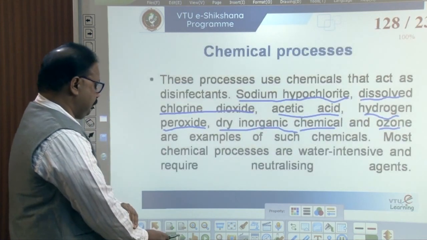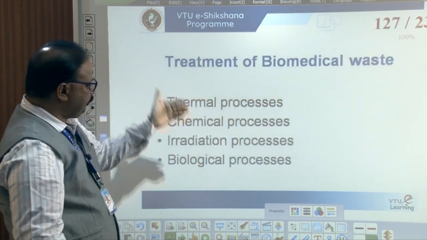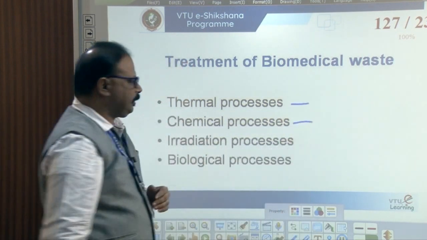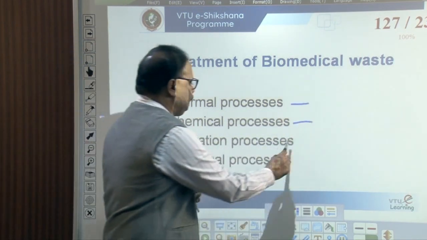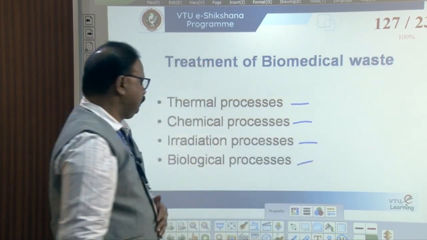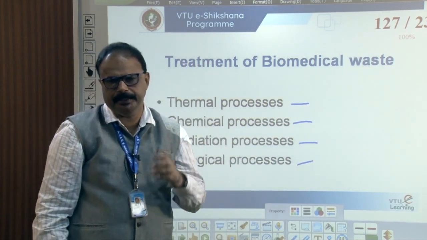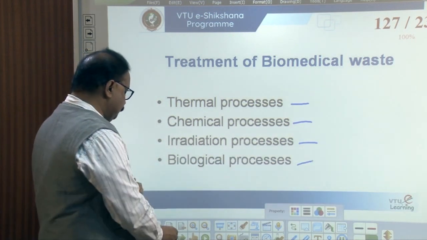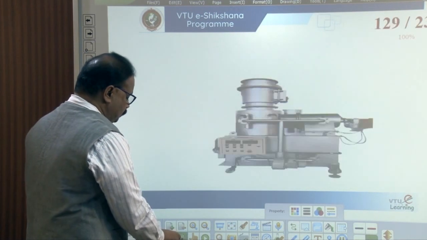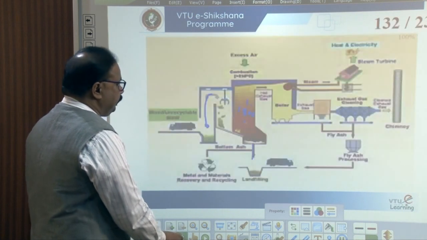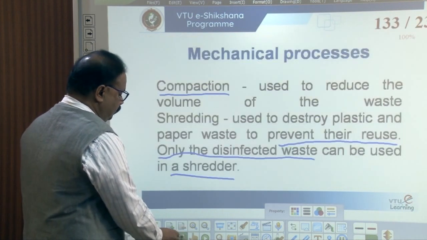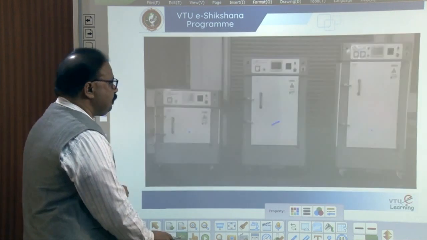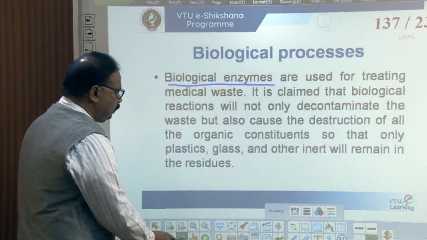I have explained the treatment process: thermal over, chemical over, irradiation over, and biological over. I completed this one. Now we go for the disposal. How we can dispose the biomedical waste, this is important.